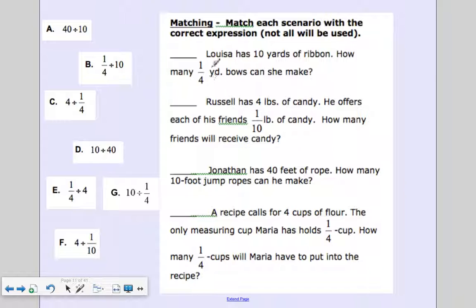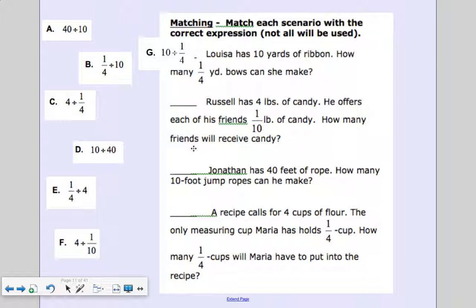Louisa has 10 yards of ribbon. How many 1/4 bows can she make? So it's asking how many groups of 1/4 go into 10 yards. Or you have 10 yards, you cut out 1/4, cut out 1/4, cut out 1/4, cut out 1/4. You keep cutting out 1/4 to figure out how many in all. So it's dividing 10 yards divided into fourths.